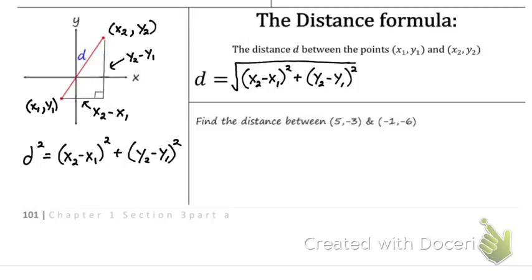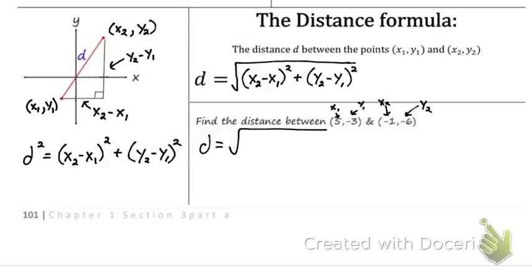All right, now we're going to go ahead and find that distance if you haven't already. So our distance in this one is going to equal the square root of, let's go ahead and label some stuff. Well, I'll label that first point x sub 1 would be that 5. My y sub 1 would be that negative 3. My x sub 2 would be that negative 1. My y sub 2 would be that negative 6.